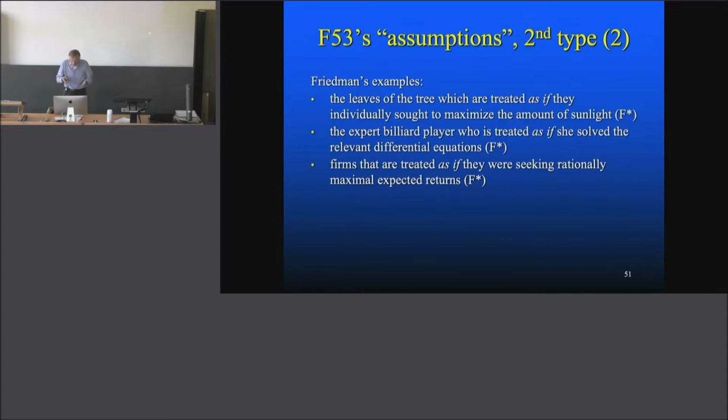Okay. Now, here we are at the economic examples. Firms are treated as if they were seeking rationally maximal expected returns. That's F star. So you treat the firm as if it was really calculating on the basis of economic theory.